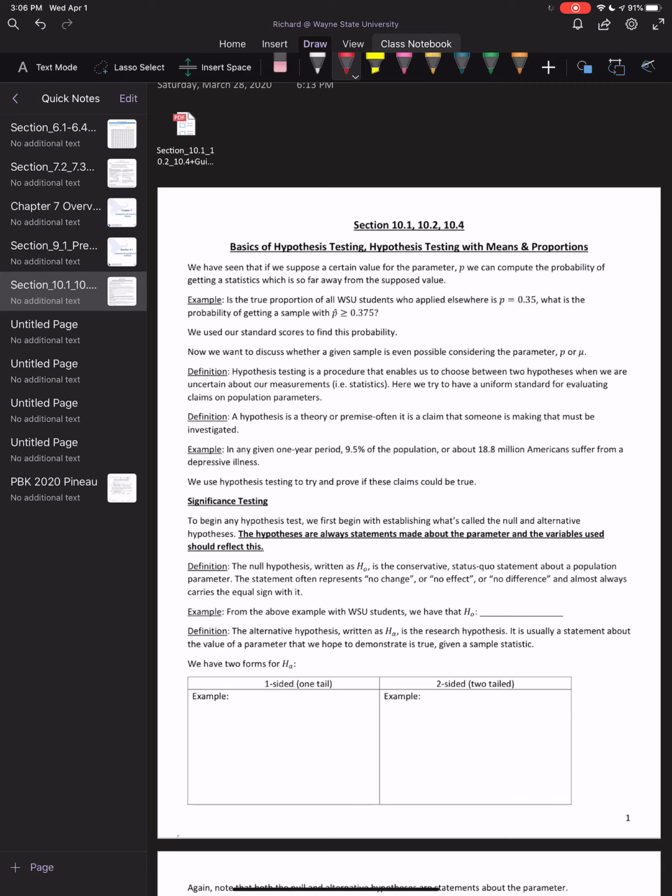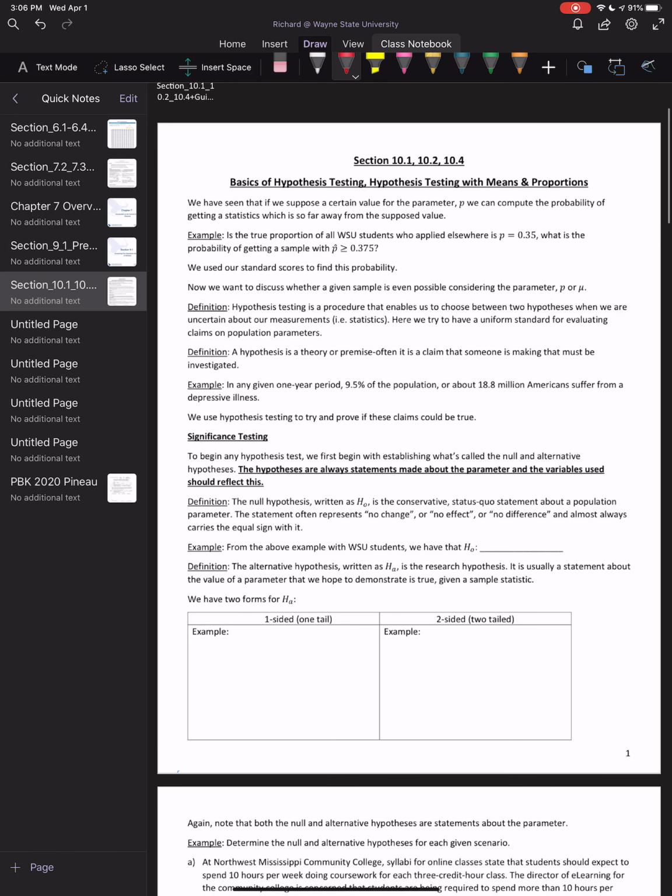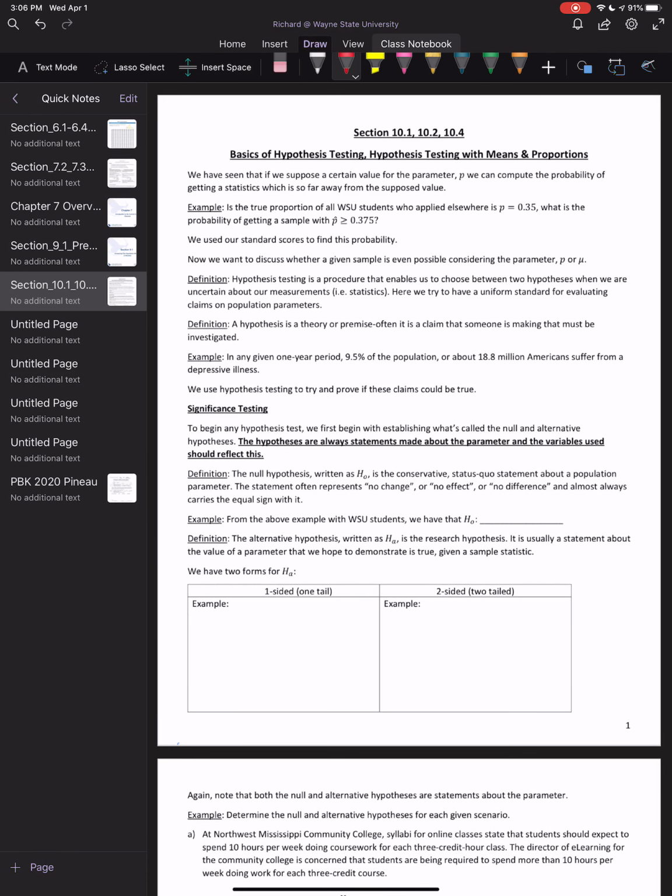Now, a hypothesis itself is a theory or premise. Often it's a claim that someone is making that must be investigated. In any given one-year period, 9.5% of the population, or about 18.8 million Americans, suffer from a depressive illness. We generally use a hypothesis test to try and prove if these claims could be true.